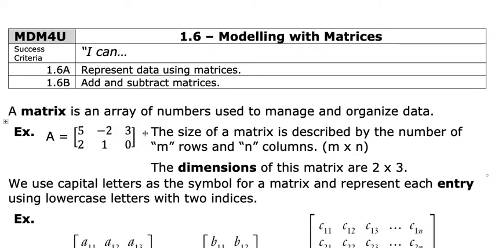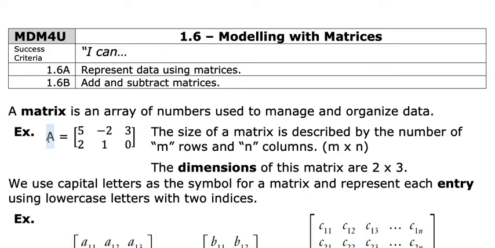So that being said, we can look at our matrix A and say that the size of a matrix is described by the number of m rows and n columns. So in this case, there are 2 rows, because rows are side to side, and there are 3 columns. So the dimensions of this matrix are 2 by 3.